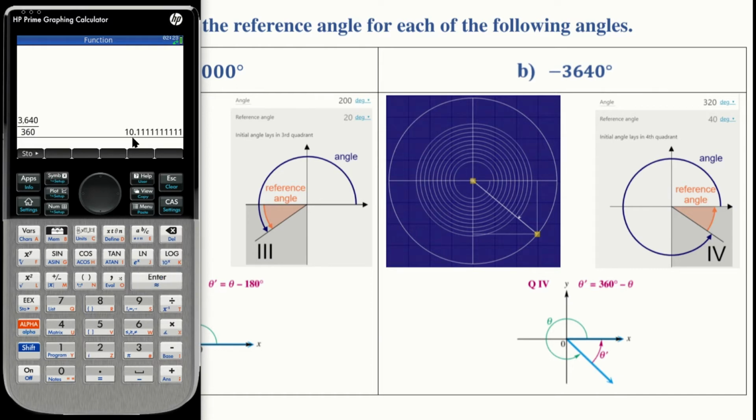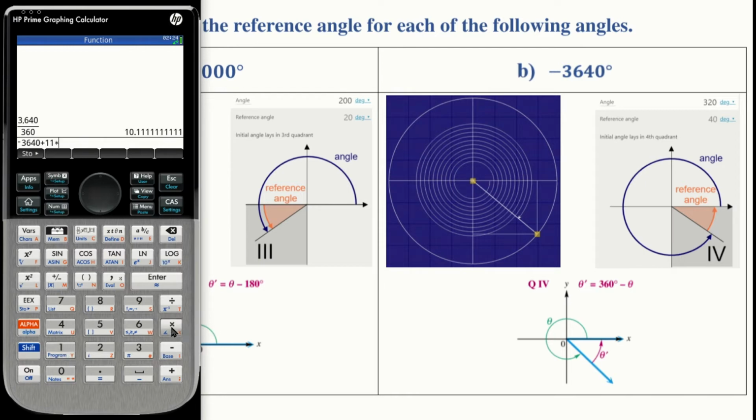We notice we get 10.11. Now, if this were a positive 360, I would take away 10 360s from that to get an angle between 0 and 360. But since it's negative, I start with negative 3640, and I'm going to actually add 11 full revolutions because I want to get a positive angle between 0 and 360.